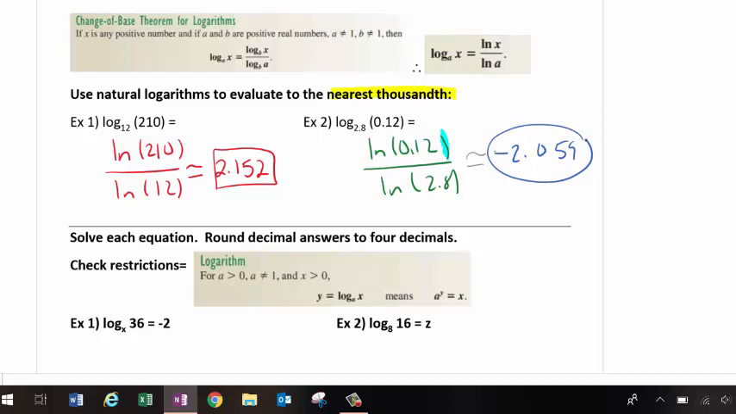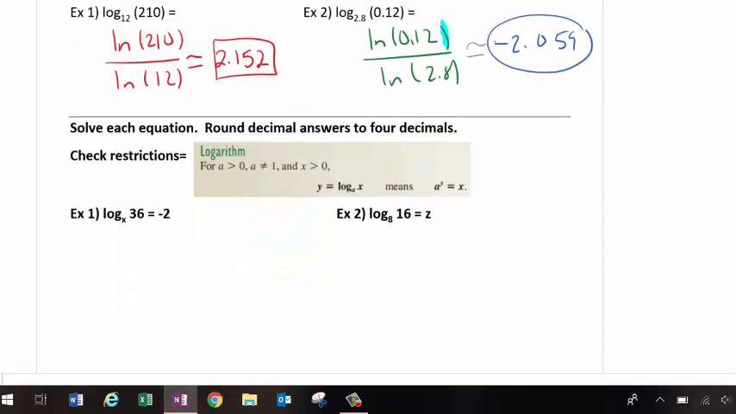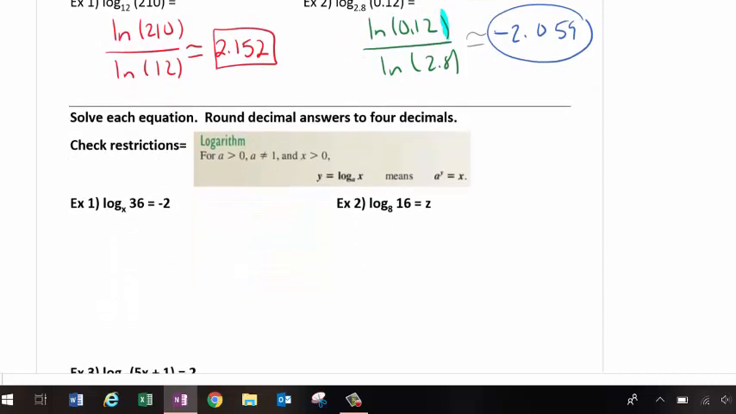Our next grouping is going to be equations that we need to solve. But notice in these directions, they ask for you to round decimal answers to 4 decimals. So we're going to still convert using the exponential relationship with logarithms. We're going to see if we can get the same base on both sides. And if we can't, we may have to do something else.